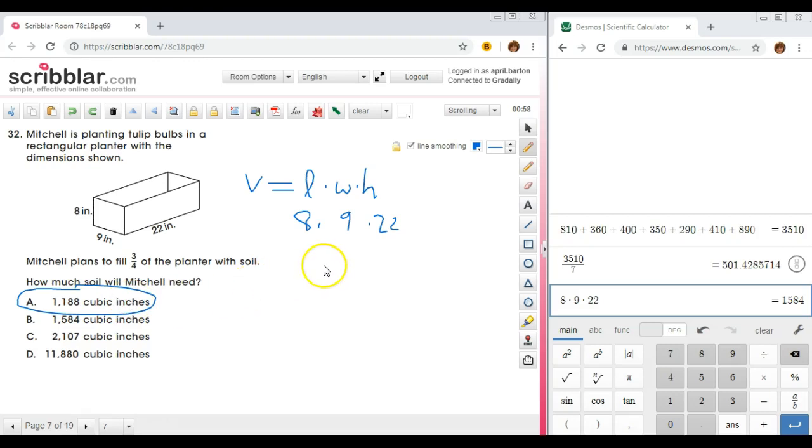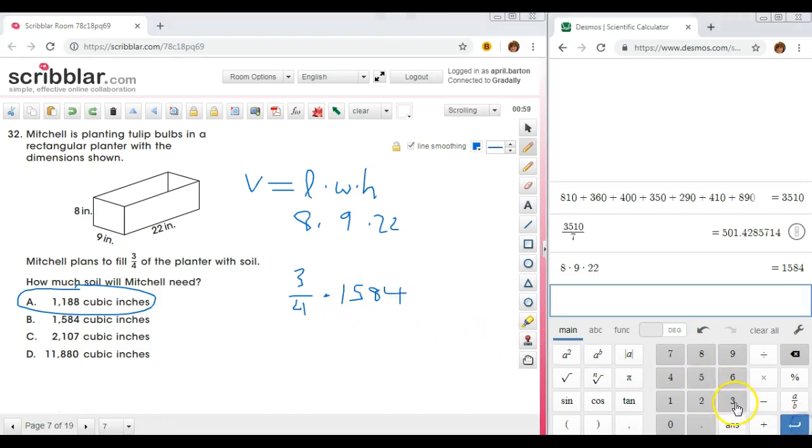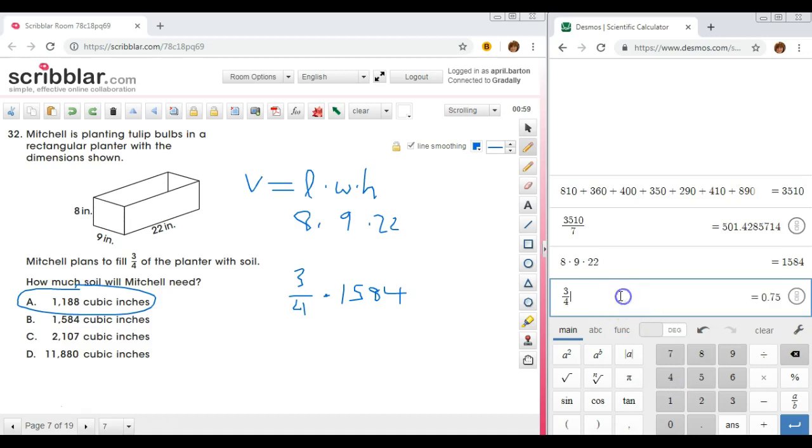If we want to find it exactly, we can do 3/4 multiplied by, multiplying will help us find the fraction that 3/4 is of 1,584. So we go 3 divided by 4. Click to the right on the calculator so you're no longer on the bottom, times 1,584. We get 1,188. The cubic inches just means it's a volume. You're filling a 3-dimensional object.